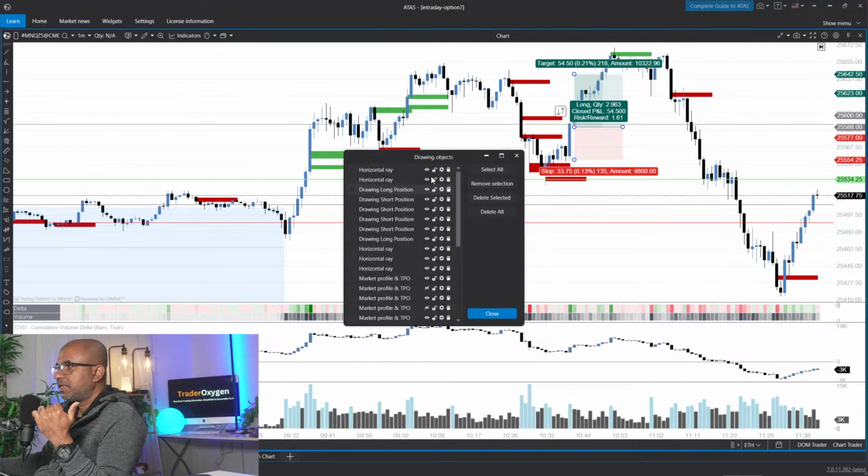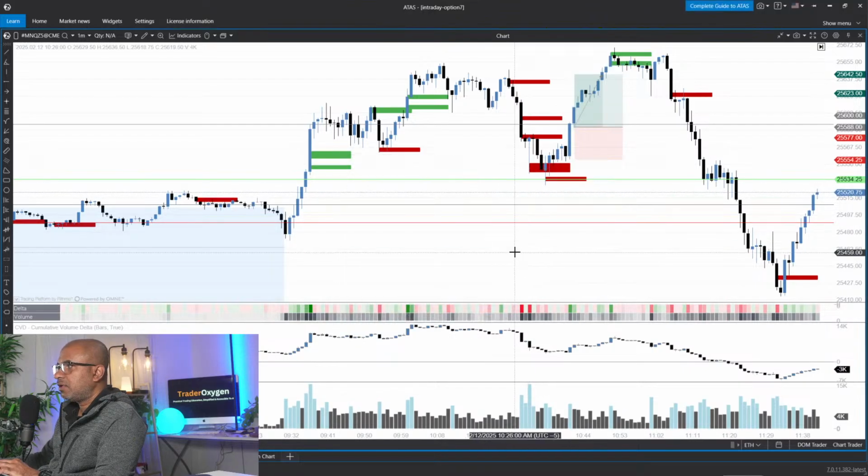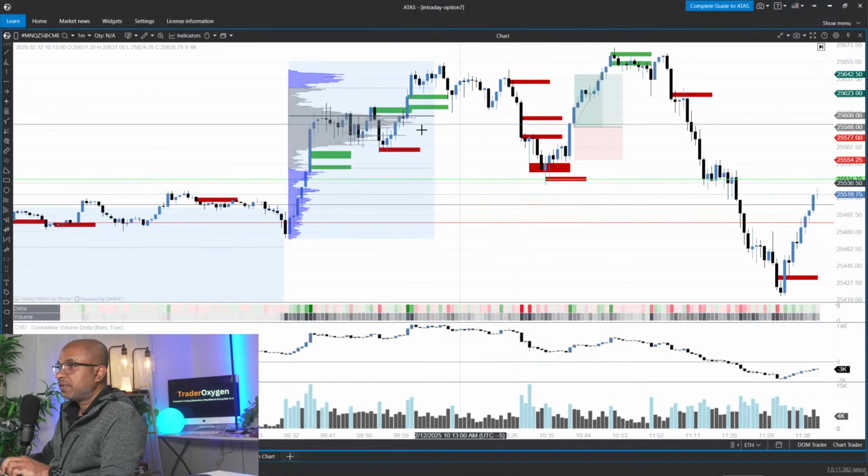Okay, let me just bring up the market profile and TPO tool. Let me close it and draw it again. So as institutional traders, what we look at is the price retracing into low volume nodes.